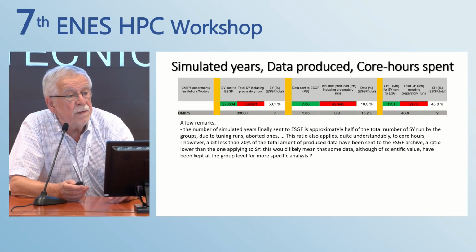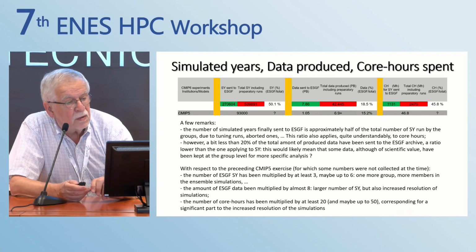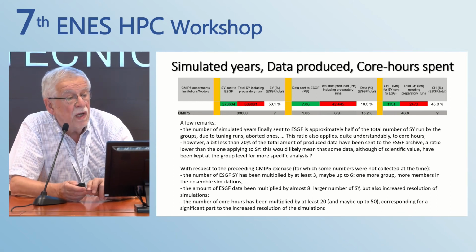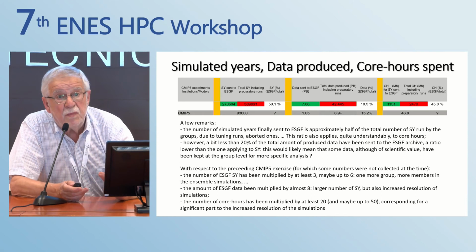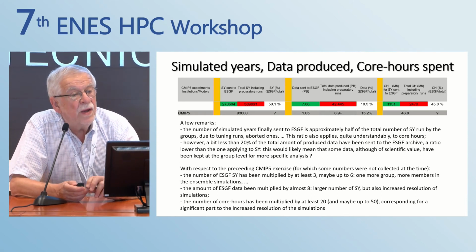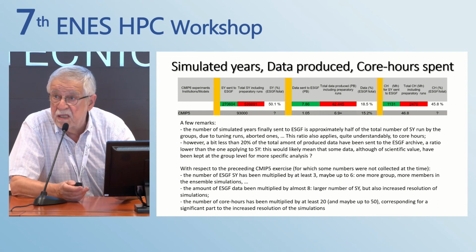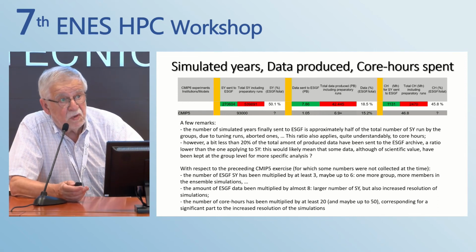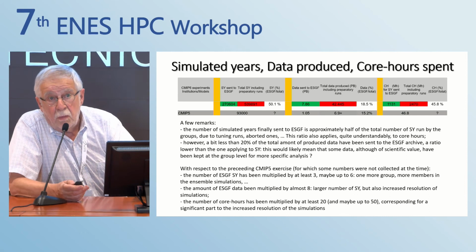So if you look at the comparison between CMIP6 and CMIP5, you see that basically the number of simulated years which have been contributed to the ESGF archive is 3 times larger for CMIP6 than it was for CMIP5, and maybe up to 6 times larger, because we don't know exactly what the number of 93,000 simulated years for CMIP5 really means. Is that something which was the support of the archive, or is that something which also included some preparatory runs or aborted runs? We don't know.